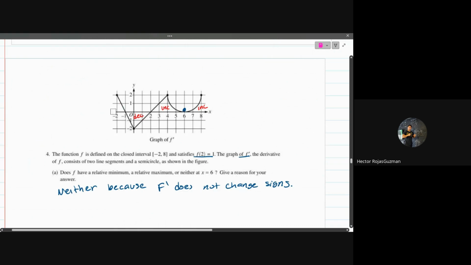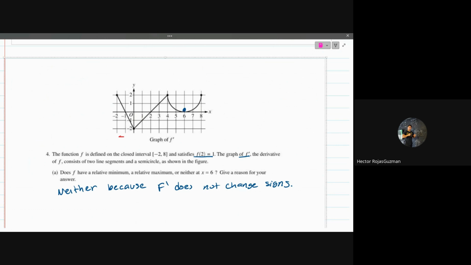Okay. Let me erase this. The slope is negative from -2 to 0. And then it's positive from 0 to 4. And then it's negative from 4 to 6. And then it's positive from 6 to 8. So we were trying to see if the graph was concave down. So it is. It's going to be concave down here and here, because the slope of f prime is negative.